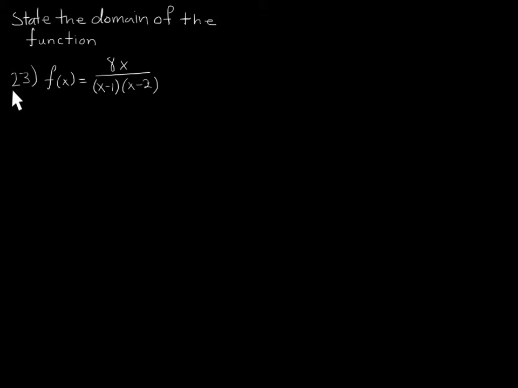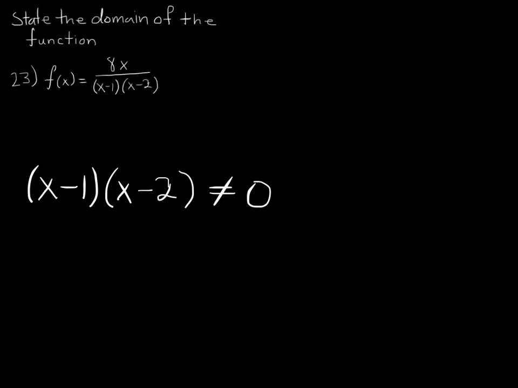For problem 23, we would like to state the domain of the function. That means what values of x are allowed to be plugged into this function. Noticing that this is a rational function, we have to assure that the denominator of the rational function does not equal 0. That means we need that x minus 1 times x minus 2 should not equal 0.